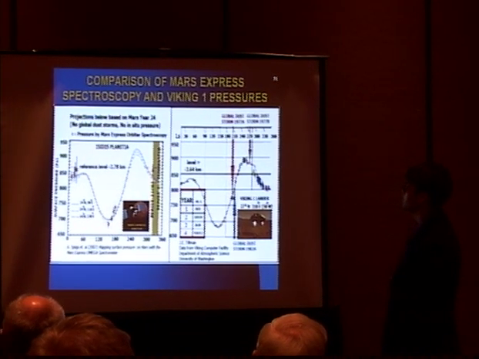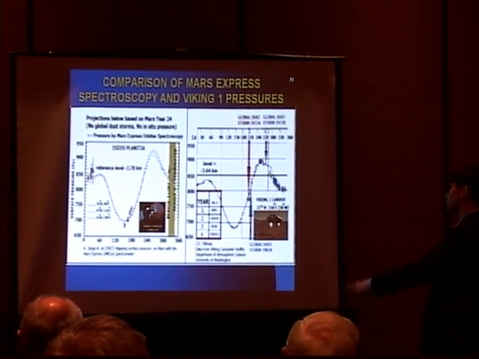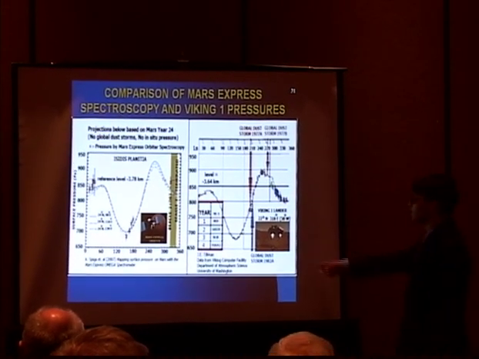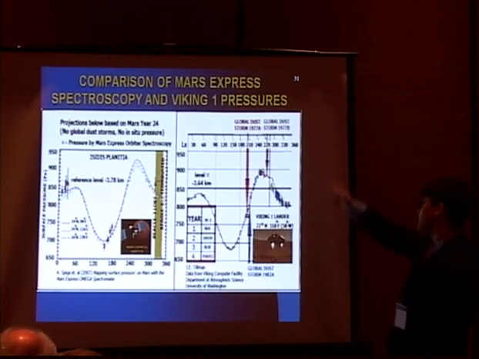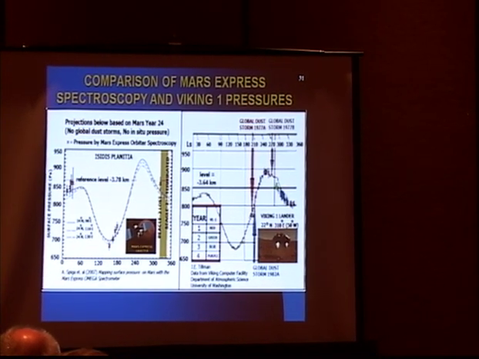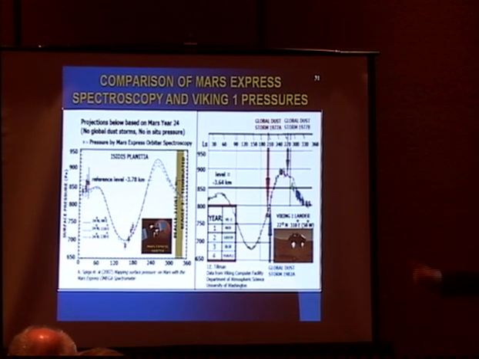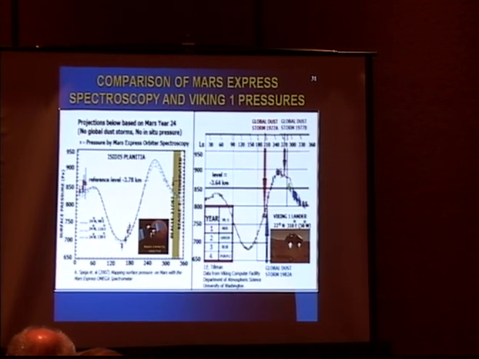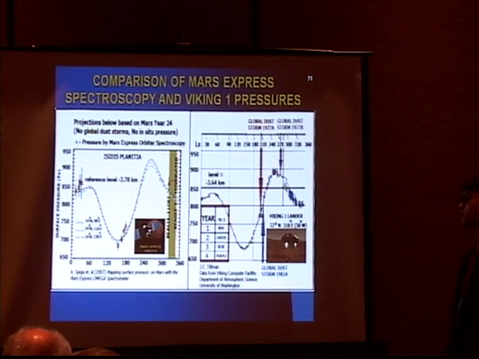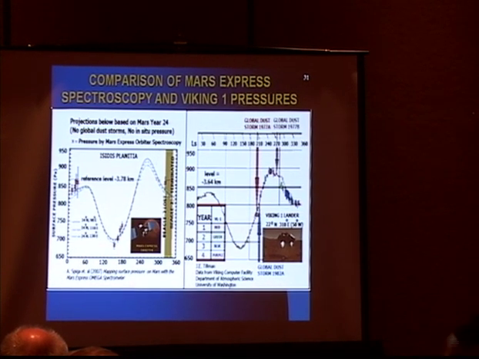Again, I say this from the region. The curve there is a false curve. It's an extrapolation based on this Viking curve here, shifted vertically. They don't have anything on the ground to actually measure pressure at that time. And the Beagle 2 lander, as mentioned earlier in today's presentation, was actually lost. It didn't land successfully.